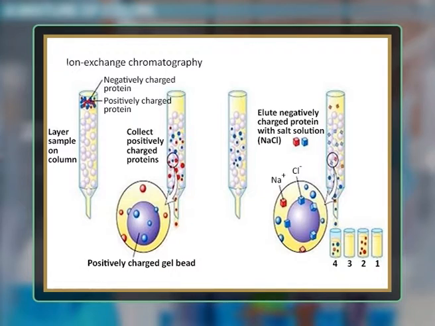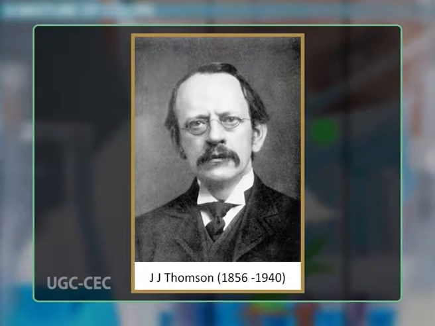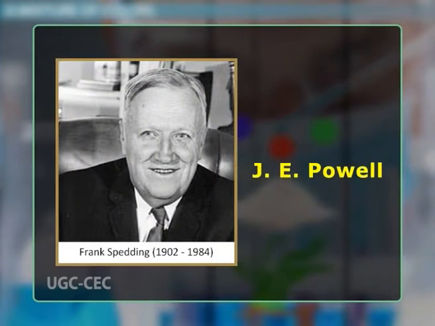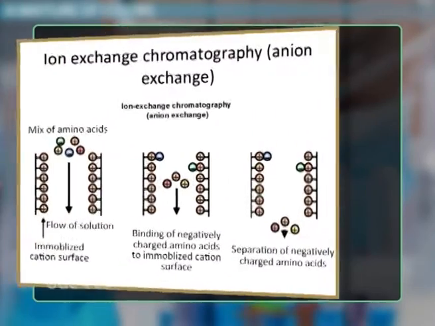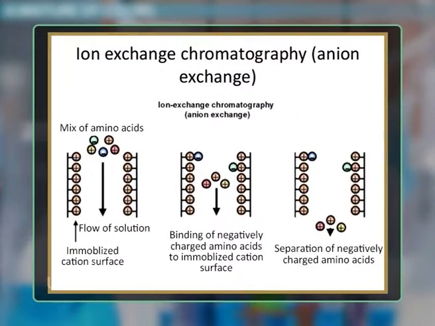The earliest report of ion exchange chromatography dates back to 1850. Thomson studied the adsorption of ammonium ions to soil. Spedding and Powell published a series of papers describing practical methods for preparative separation of the rare earths by displacement ion exchange chromatography in 1947.